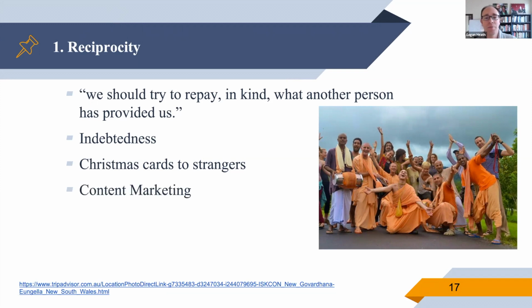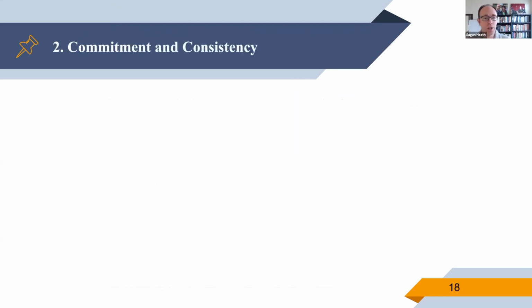And then content marketing, we're going to talk more about that here, but that's a great way to do this in marketing, give before you receive, and that works really well. Another interesting one is commitment and consistency. So this is principle number 2 that Cialdini found in his book.